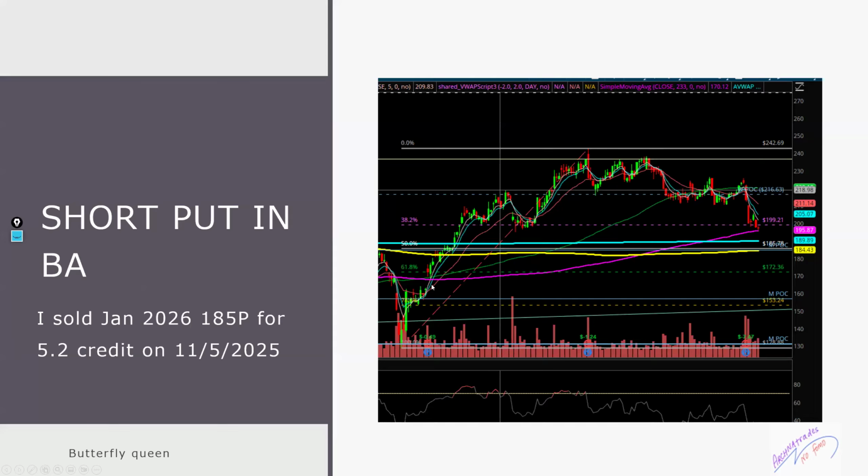This is how I do it. Okay. I sold puts. Now what? The little bit of cash that I had is being used up, right? And if Boeing goes higher in the next few days, this $5.20 credit that I got is slowly going to decay. And I can buy it back at $2, $3, whatever. And I made $300 in my IRA as income.